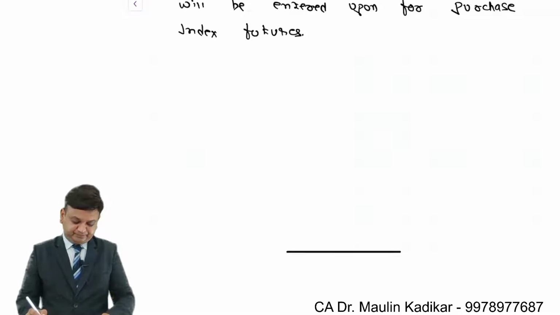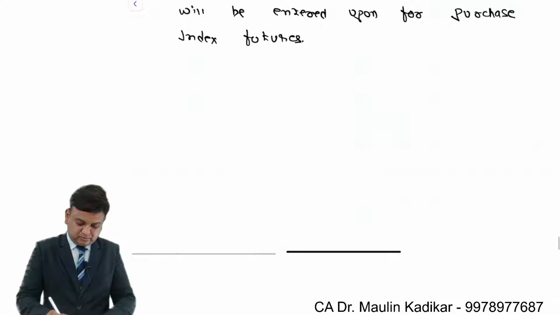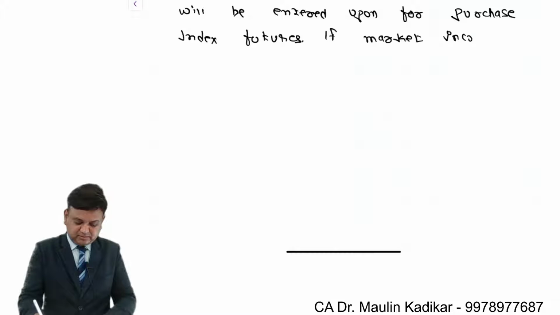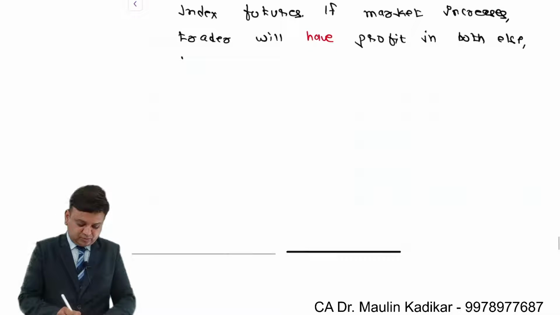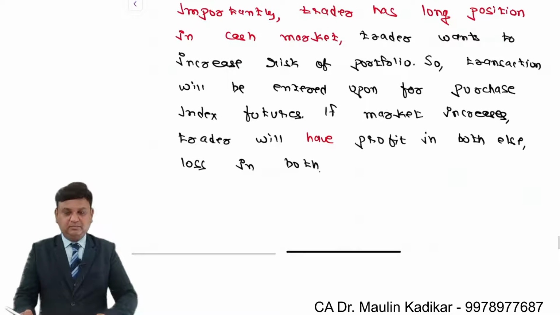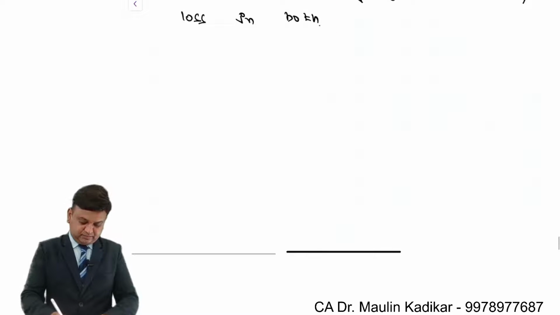In that, write down further: if market increases, trader will have profit in both, else loss in both. With that, write down a paragraph.